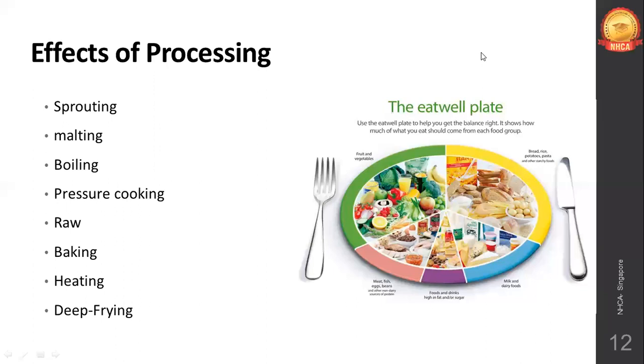Baked bread, baking can increase the antioxidant levels of bread. Any vegetable oil or seed oil, when you're heating it, it is supposed to show an increase in the antioxidant effect. Deep frying, you will lose the antioxidants.